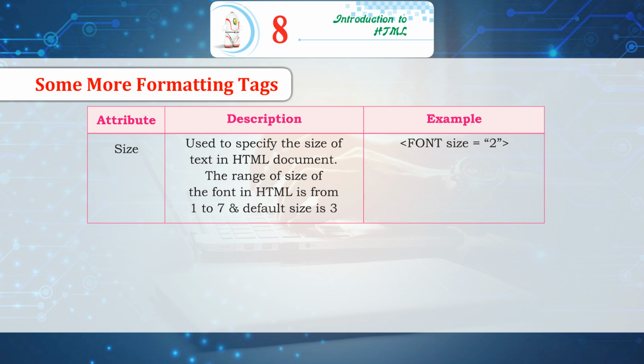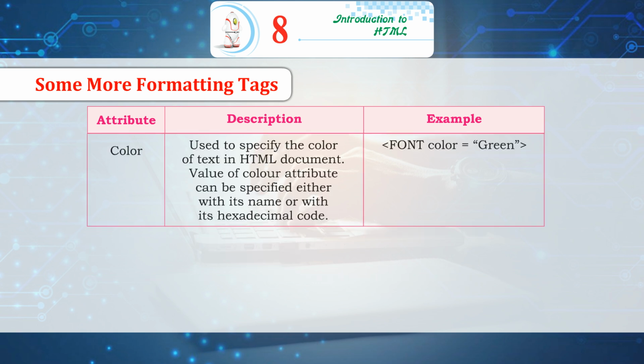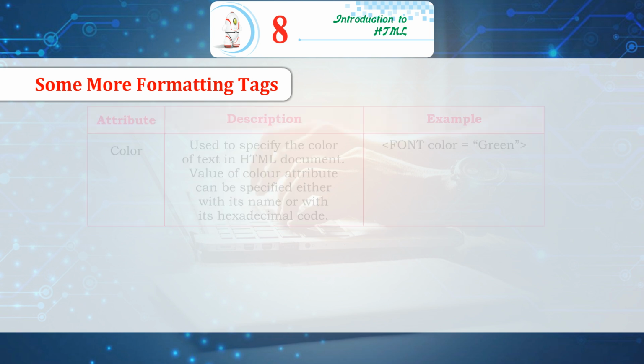Font size equals 2 in double quotes. Face: used to specify the font type in an HTML document. Font tag face equals Arial in double quotes. Color: used to specify the color of text in an HTML document. The value of the color attribute can be specified either with its name or with its hexadecimal code. Font tag color equals green in double quotes.